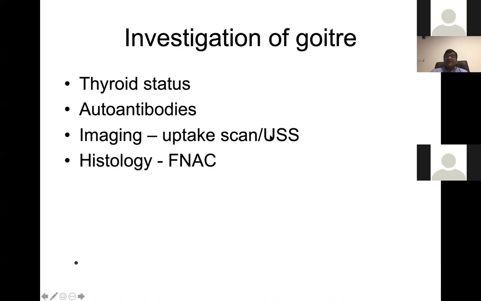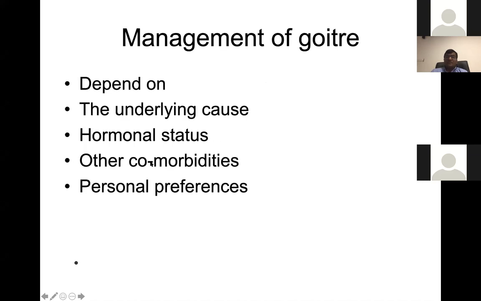imaging. Then histology, particularly we do fine needle aspiration guided by ultrasound, particularly if we have doubt about malignancy. So those are the investigations. Management depending on the cause, hormonal status, other comorbidities, and the personal preferences.